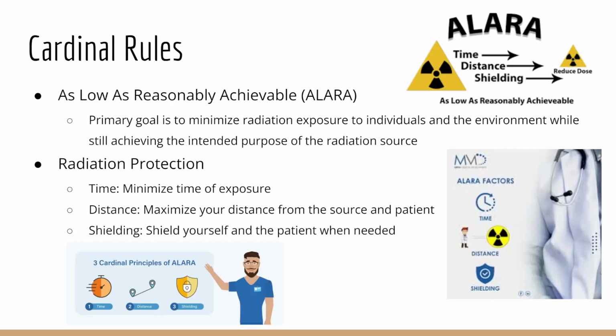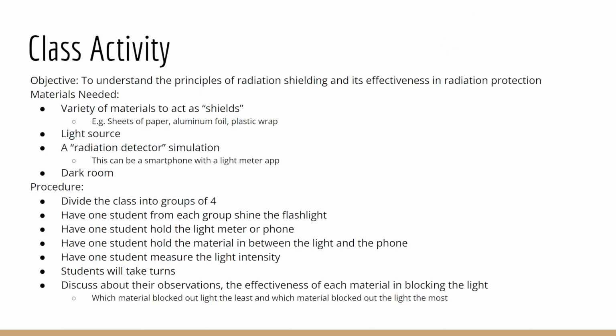The cardinal rules are ALARA, as low as reasonably achievable. The primary goal is to minimize radiation exposure to individuals and the environment while still achieving the intended purpose of the radiation source. Radiation protection consists of time, minimizing time of exposure; distance, maximizing your distance from the source and patient; and shielding, shielding yourself and the patient when needed.